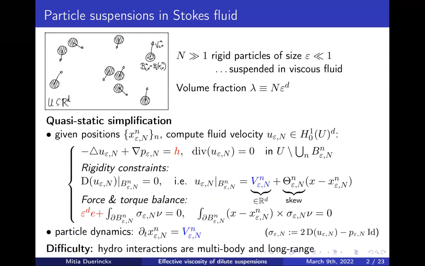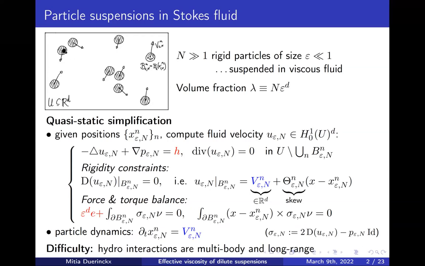Oh, I should move that bar, otherwise I don't see anything. All right, so I just write down first the equations for the fluid. If the positions of the different particles are given at a given instant of time, I denote them by B_epsilon^n. Those are the different particles. And so now in the fluid domain, so in U minus the particles, I just write down the Stokes equation that you see here: minus Laplacian of the fluid velocity plus gradient of pressure is equal to some h, which is just some internal force that I take into account. Then, of course, you are incompressible, your divergence is 0.